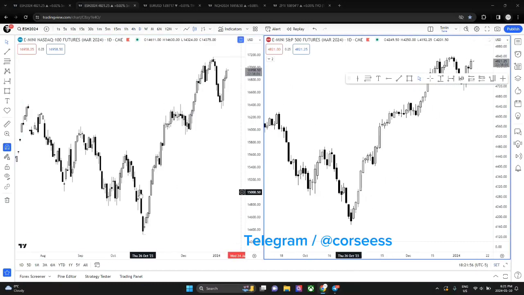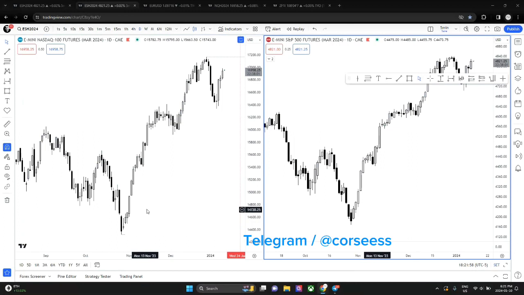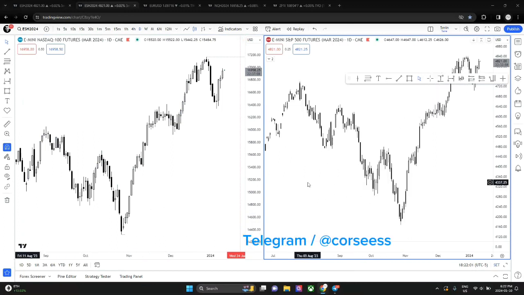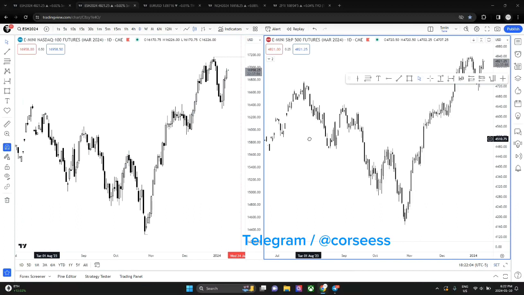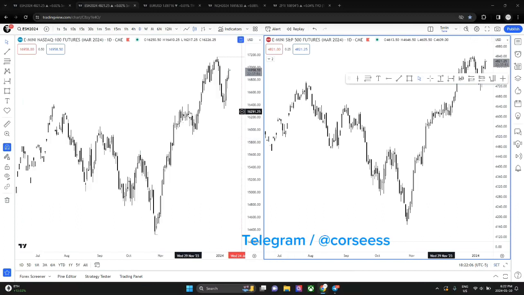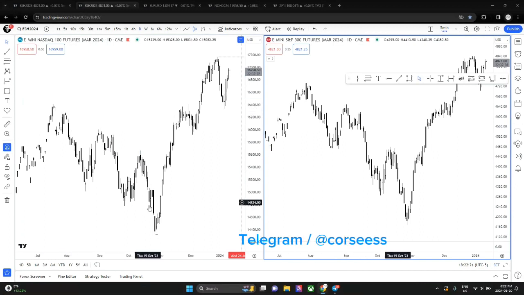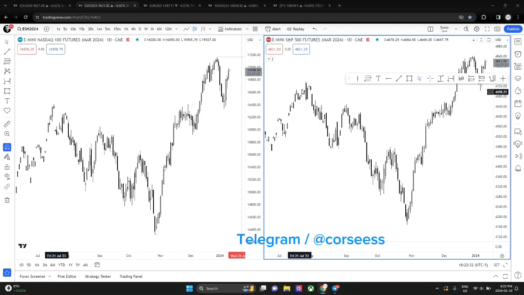Hopefully you understand that. So there must be SMT divergence for you to be able to identify a change in trend. And it must happen in the right time window. Just as how it happened here. Right here you had NASDAQ made a lower high. This was 60 days back. Then you have the S&P 500 making a higher high, right here.